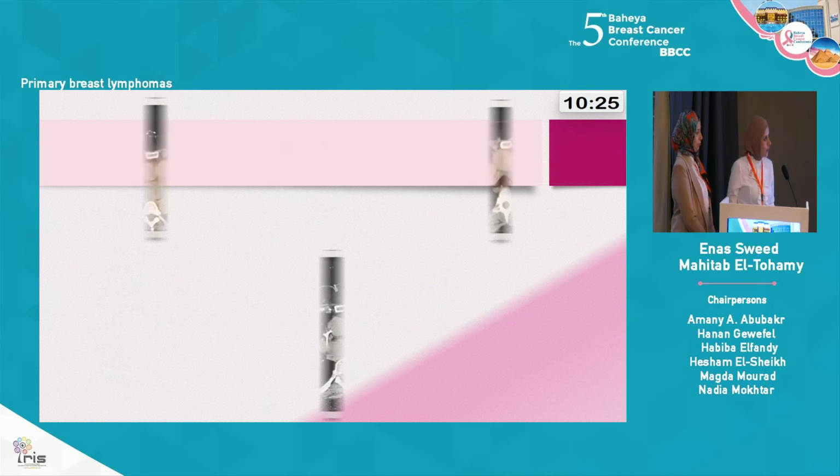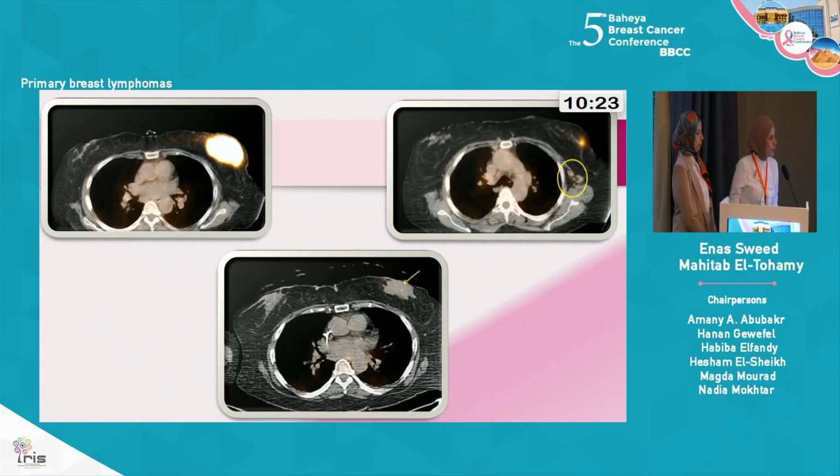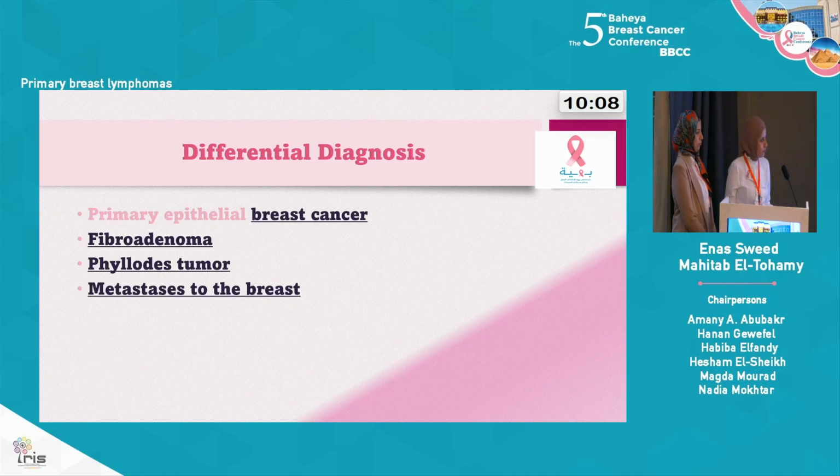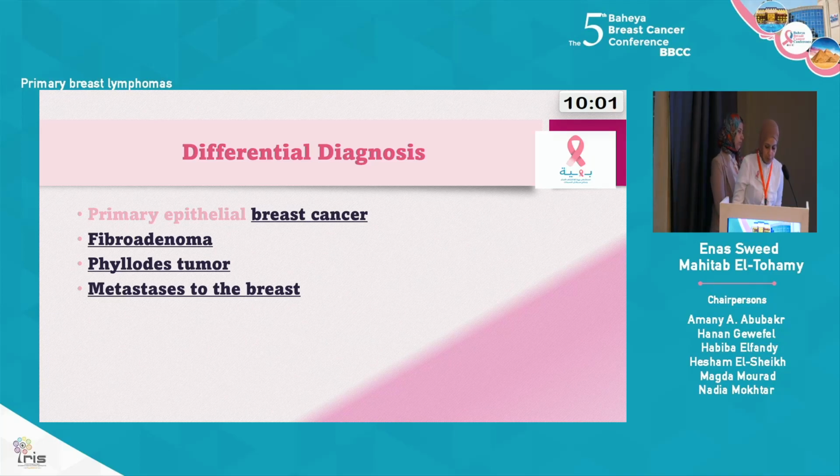This case from the literature shows a pathologically proved case of diffuse large B-cell lymphoma with avid homogeneous FDG uptake and a pathologically enlarged lymph node, and after 3 cycles of chemotherapy, it shows partial response. Differential diagnosis of primary breast lymphomas includes primary epithelial breast cancer, fibroadenoma, phyllodes tumor, and metastasis to the breast.